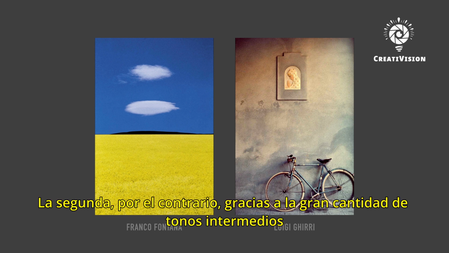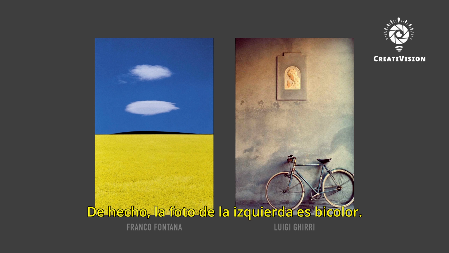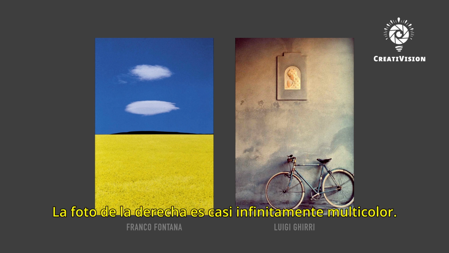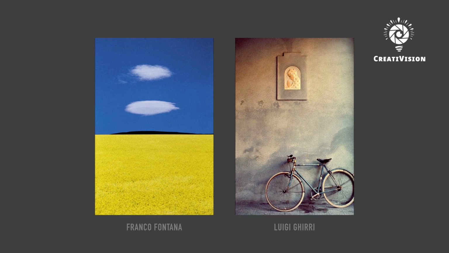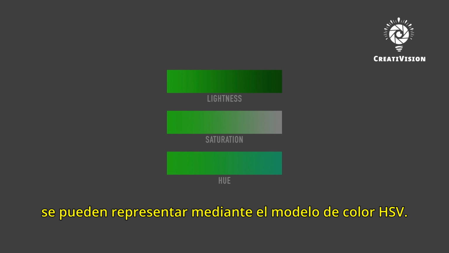The second, on the contrary, thanks to the huge number of halftones and smooth gradations, that is, colour variability. In fact, the photo on the left is bicolour. The photo on the right is almost infinitely multicoloured. The three types of variability that we have looked at can be represented by the HSB colour model.